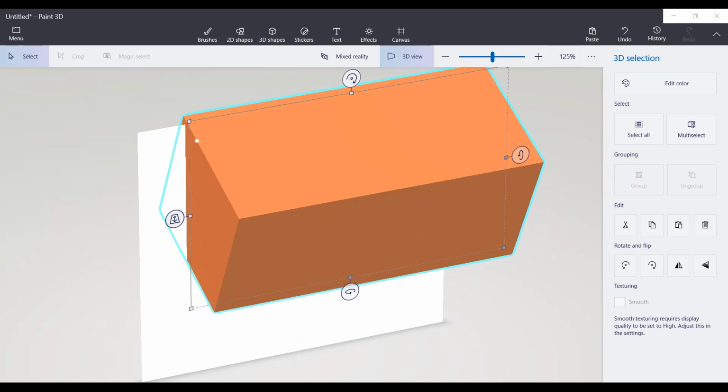Let's have an example now. What is the surface area of the prism at the right? Now look at the shape here.